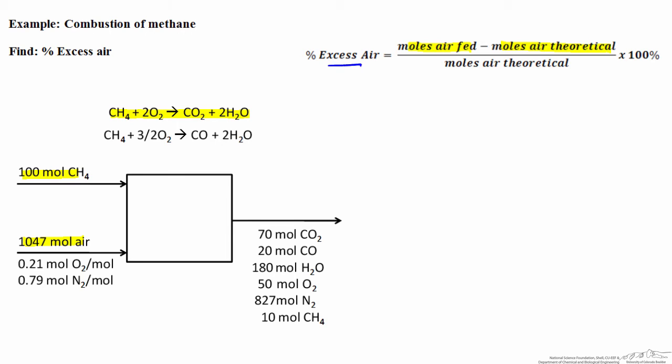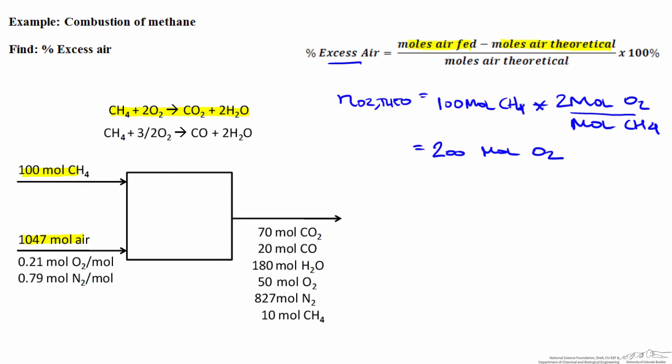So based on 100 moles of methane that are being fed, we need to find the theoretical moles of oxygen that are required. Looking at the complete combustion stoichiometry, we know that if we have 100 moles of methane, to react all of it, we need 2 moles of oxygen for every mole of methane that we have, so our theoretical requirement of oxygen should be 200 moles.